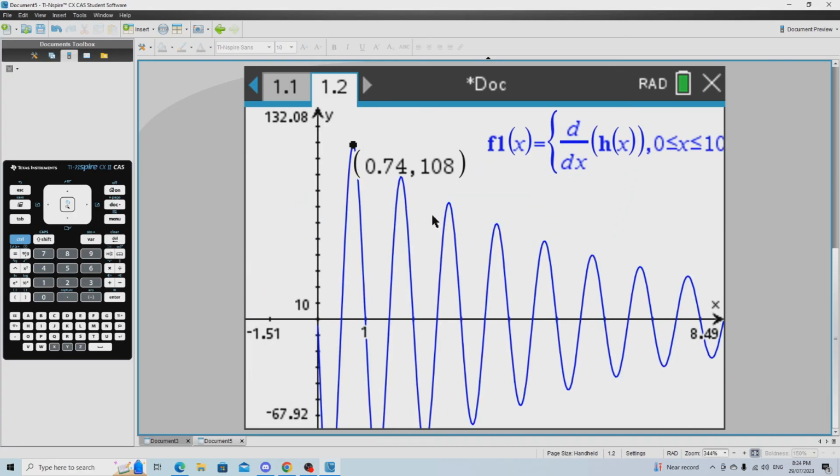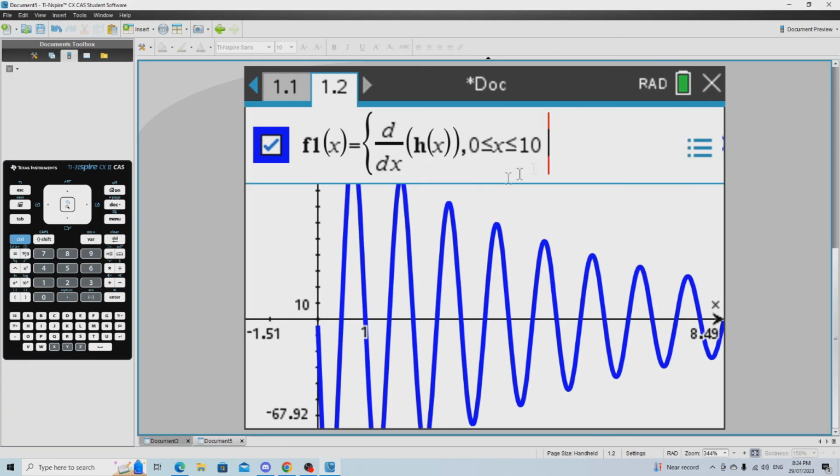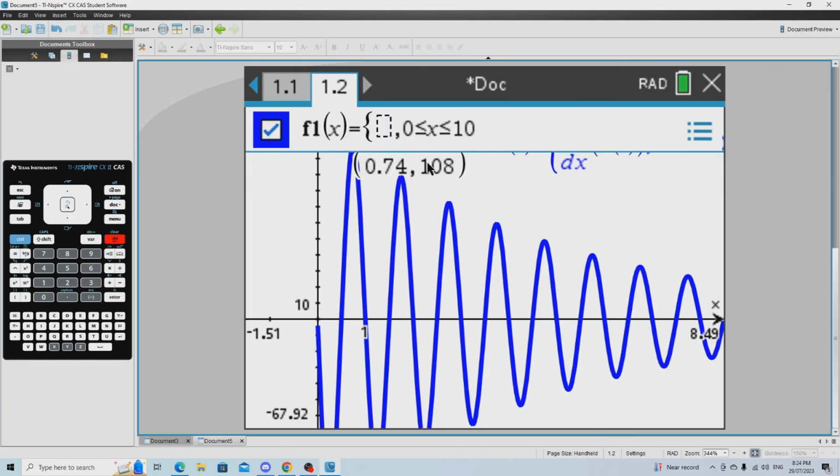What am I doing? H on T, not the derivative of H on T. Okay, that's a problem. So we want H on T, H on X. Okay, so I probably have to. We want to find H on X, where it's from 0 to X, 10, and we get this.